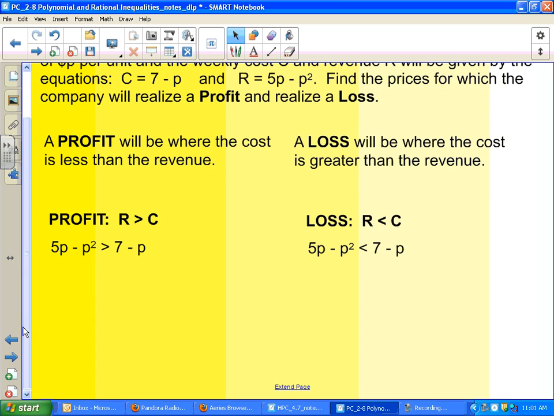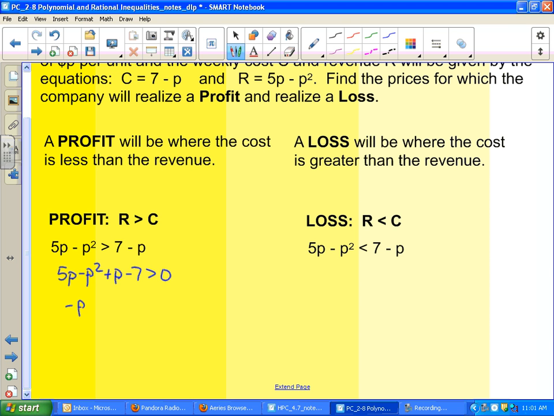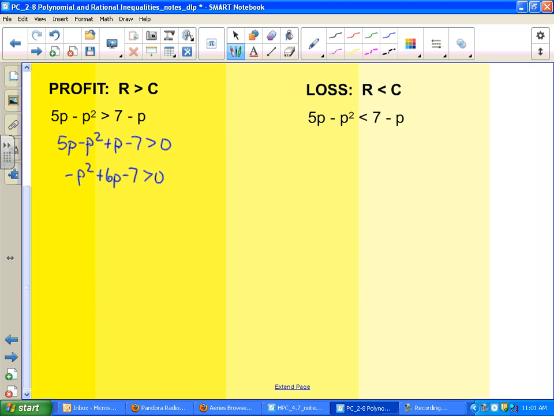Your inequality is looking for 0. So in the first scenario, if revenues are greater than cost, 5p minus p squared greater than 7 minus p, you get a 0 on the right-hand side. Negative p squared plus 6p minus 7 greater than 0. If I divide everything by negative 1 to clear my negative p squared, I switch the direction of that inequality because we divided by a negative.